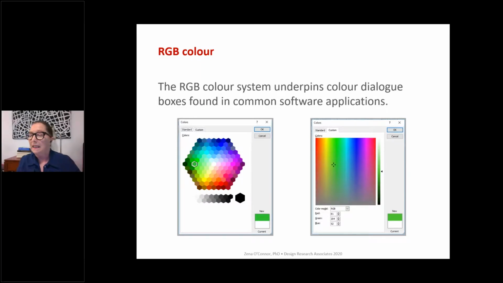The RGB colour system underpins all of those colour dialog boxes that are common in software applications, from Microsoft Word and Excel through to Photoshop and so on. The standard colour dialog box, which you see on the left there, has 256 colours. However, if you flip over to the custom screen, you can see that countless colours can be produced by varying the amount of RGB and also varying the tonal value up and down.